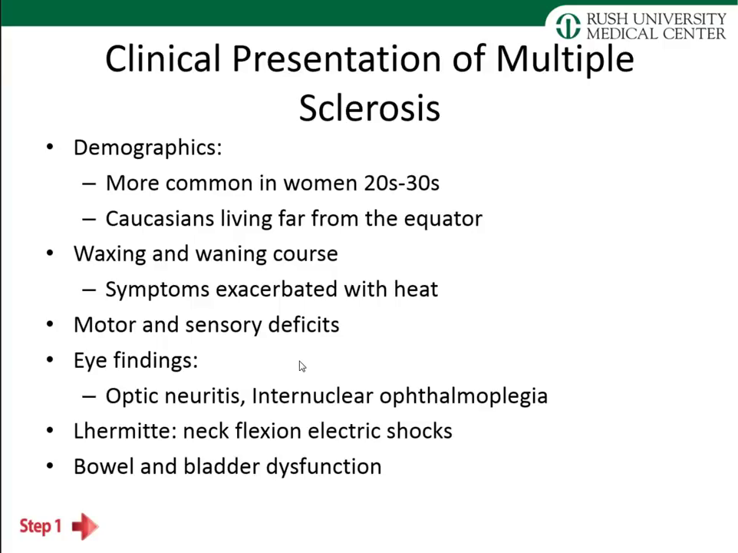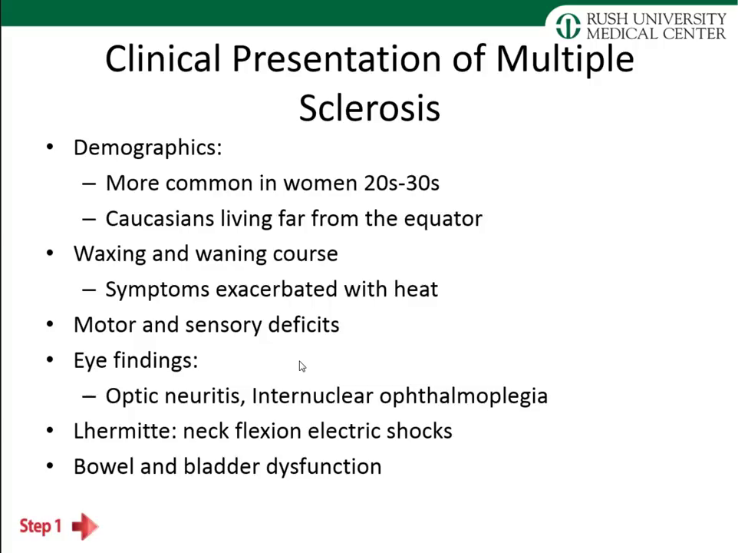Let's talk a little bit about the clinical presentation of multiple sclerosis. This disease is more common in women in their 20s to 30s. However, we see it in both men and women and at later and earlier ages. This disease is also more common in Caucasians who live far from the equator. And again, this is related to the risk factors we described before about vitamin D.